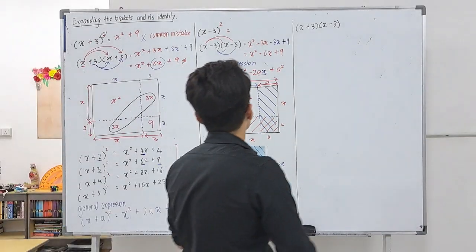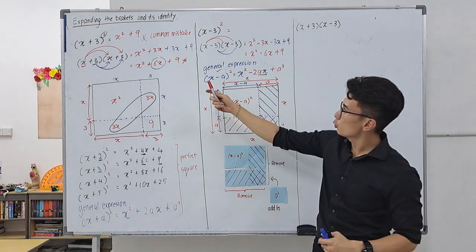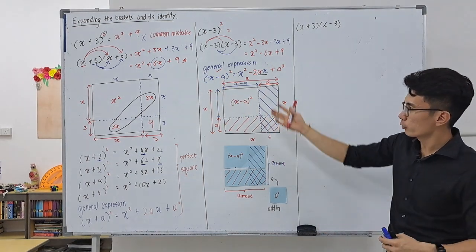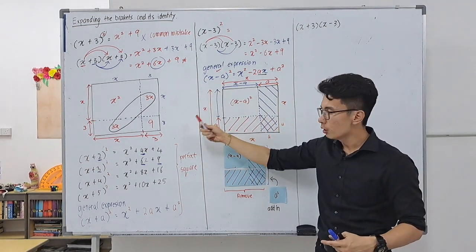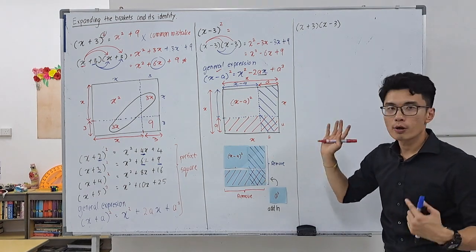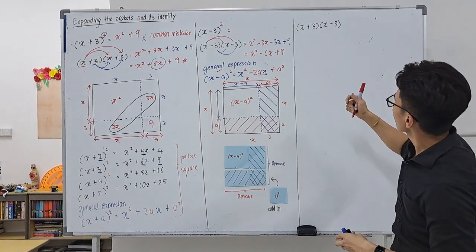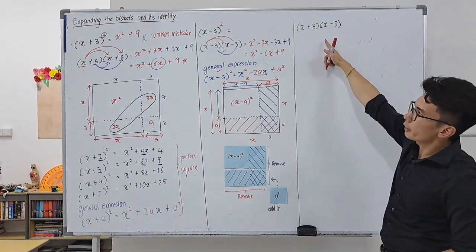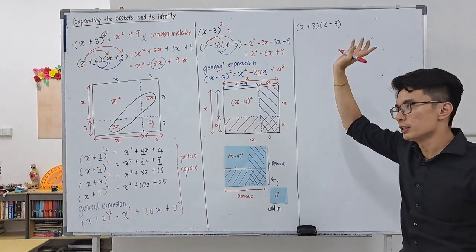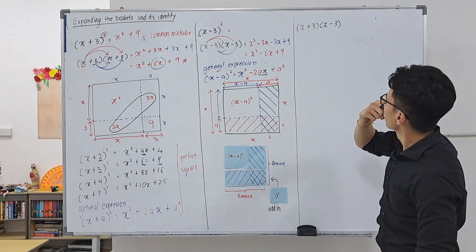All right. We have gone through the two identities of a perfect square. These two are both examples of perfect squares. So now what about this one over here? This is the last one, the last identity that you will be learning.